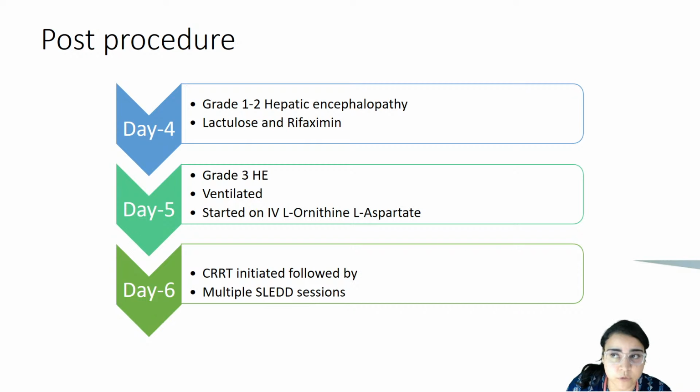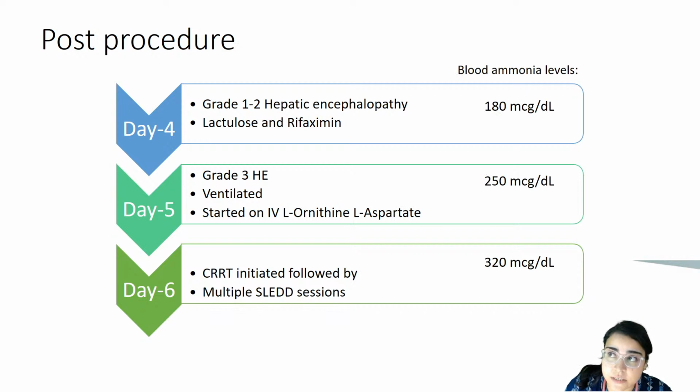Post-procedure, the child was managed in the ward. On day 4 after the procedure, he started developing hepatic encephalopathy, for which initially medical management was started. As the encephalopathy worsened, he was ventilated and subsequently shifted to ICU. During ICU stay, he was also started on other medical management such as IV L-ornithine and aspartate. After that, we noticed that the ammonia levels were gradually climbing and not responding to our medical management. So we initiated continuous renal replacement therapy for the hyperammonemia.